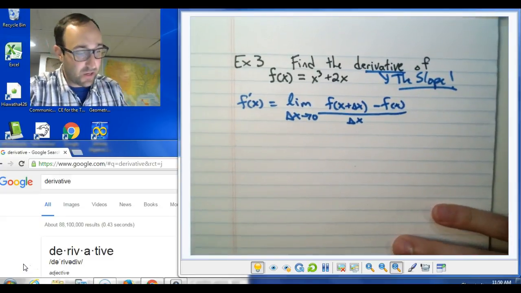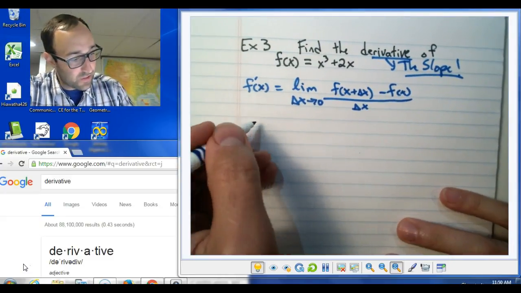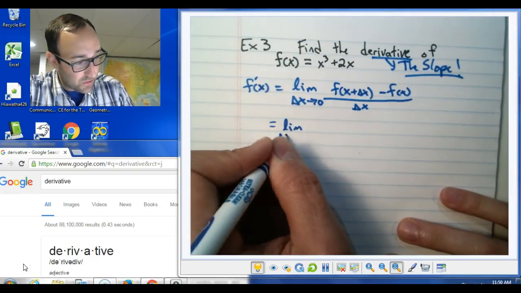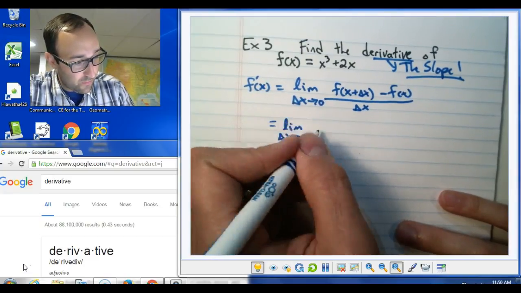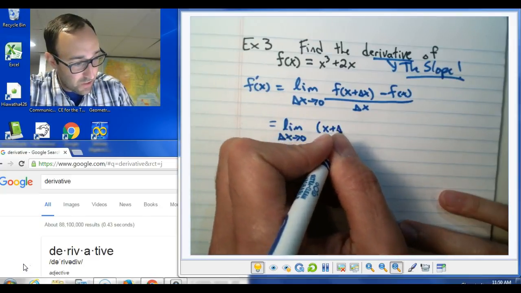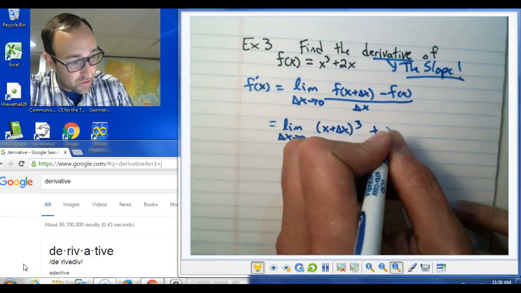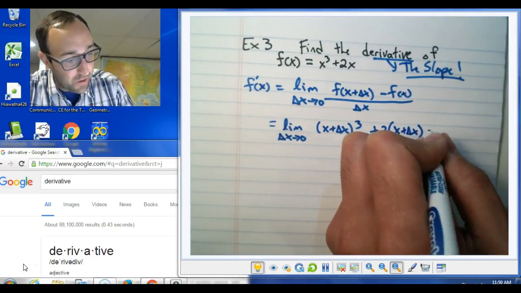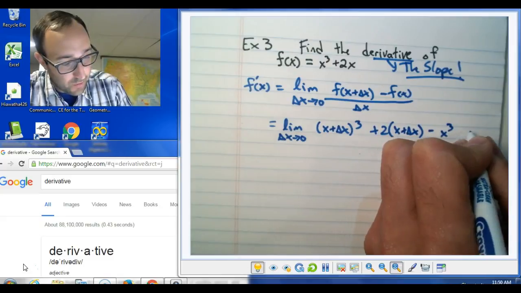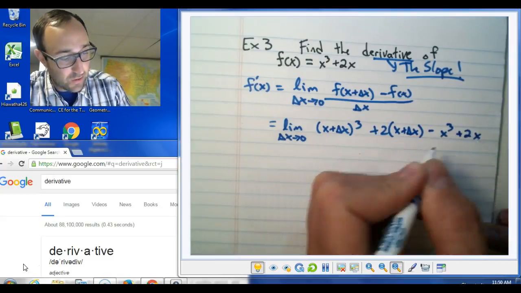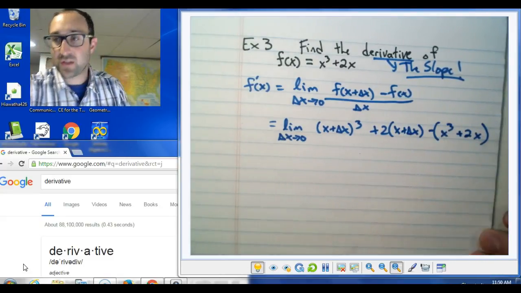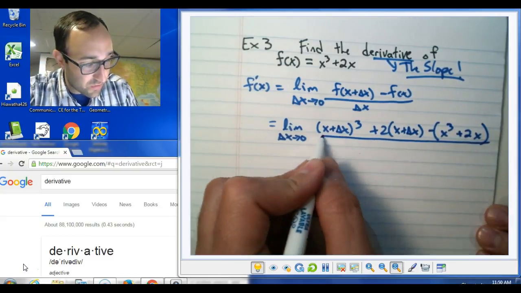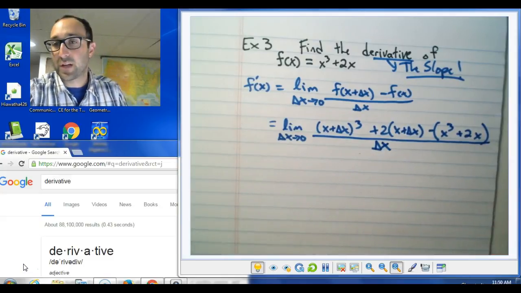Okay, let's plug in everything we know. So this is going to be the same as the limit as delta x approaches 0 of (x plus delta x) cubed plus 2 times (x plus delta x), minus (x cubed plus 2x). Put this in parentheses so that you don't forget to subtract the second one, as I've done several times in other videos. Delta x in the denominator.